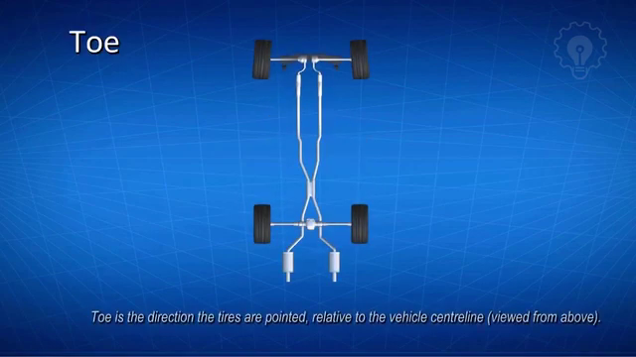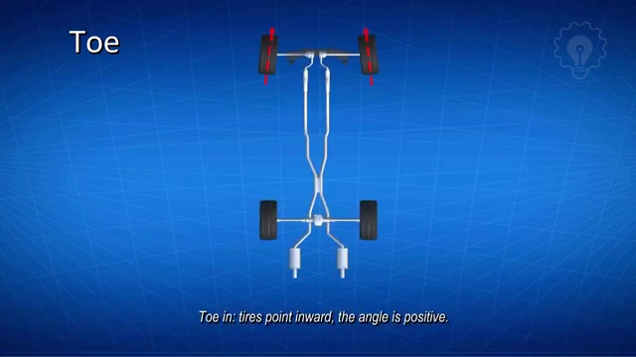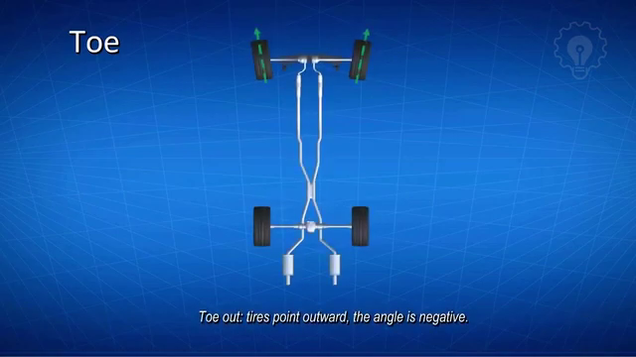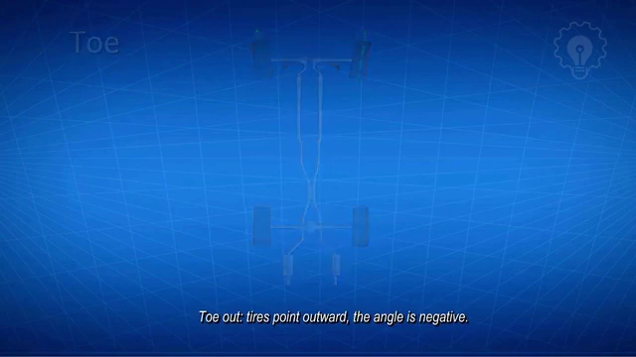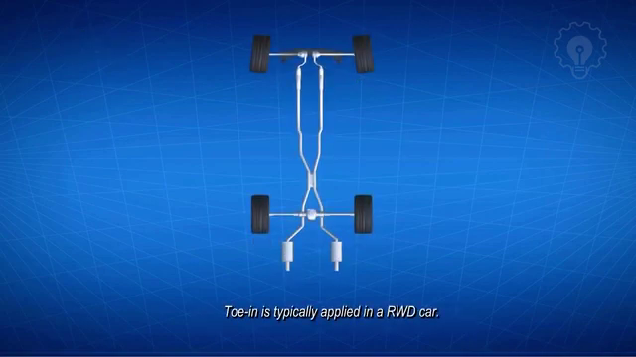What is toe? Toe is the direction the tires are pointed, relative to the vehicle centerline, viewed from above. Toe in, tires point inward, the angle is positive. Toe out, tires point outward, the angle is negative. Toe in is typically applied in a rear-wheel drive car.